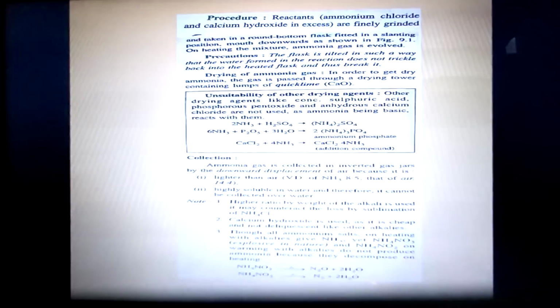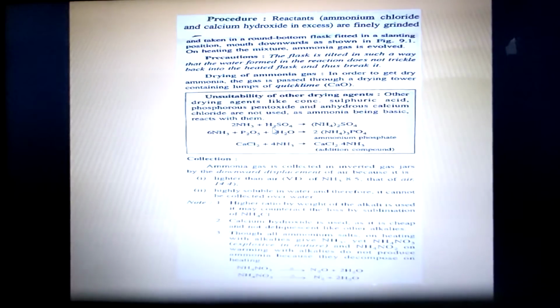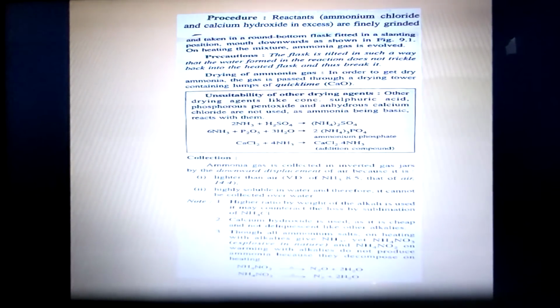Now this box tells you why other drying agents are unsuitable. First of all, the very commonly used drying agent which we used for the HCl chapter is concentrated H2SO4. But for ammonia it is a misfit. Why? Because concentrated sulfuric acid is acidic in nature. It will react with ammonia gas and lead to salt formation of ammonium sulfate. So concentrated sulfuric acid is an unsuitable drying agent.